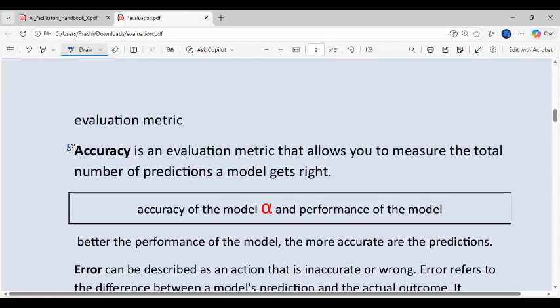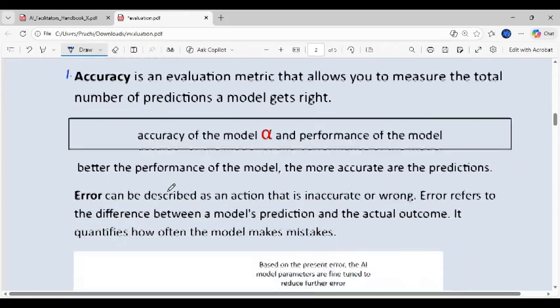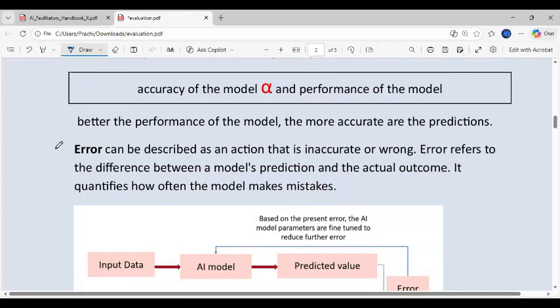I hope the first concept is clear. Now the second evaluation parameter is error. It is described as an action that is inaccurate or wrong. It refers to the difference between the model's prediction and the actual outcome, and it quantifies how often the model is making mistakes.